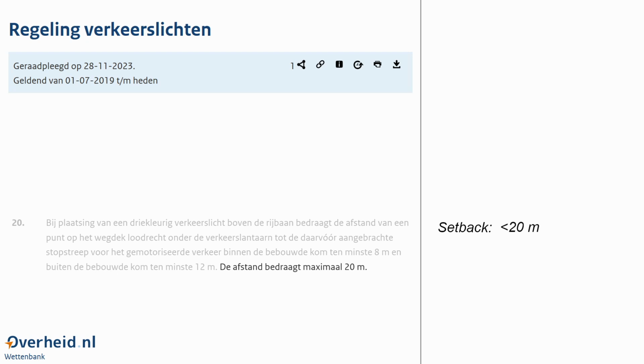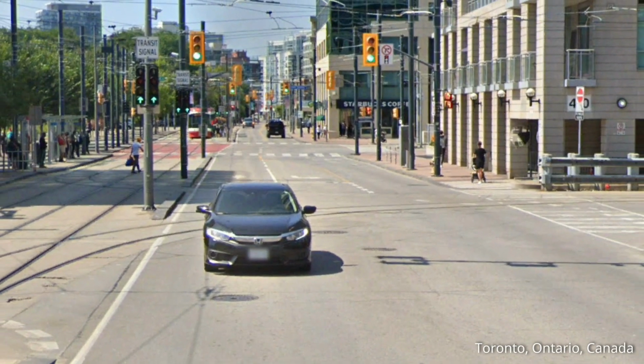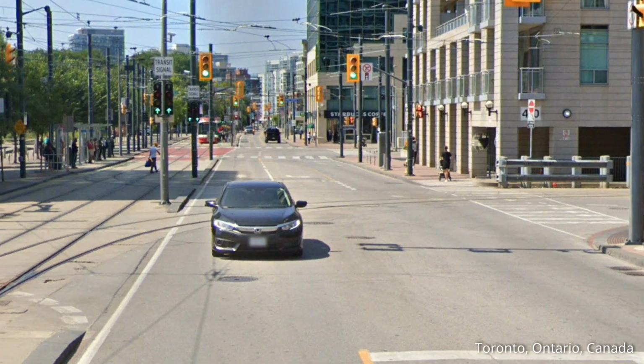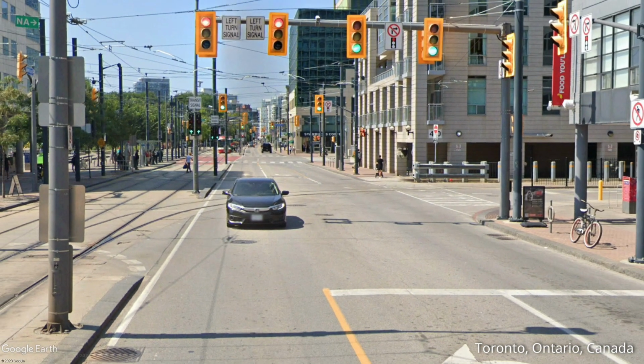In the Netherlands, signals need to be placed within 20 meters of the stop line. Ontario is a lot less strict in this respect, since they allow signals to be as much as 55 meters away from the stop line. At large intersections in Ontario, additional auxiliary traffic signals are often placed on the near side to help address this issue. This helps resolve the issue of the signals being too far away, though it does increase the visual clutter at the intersection.